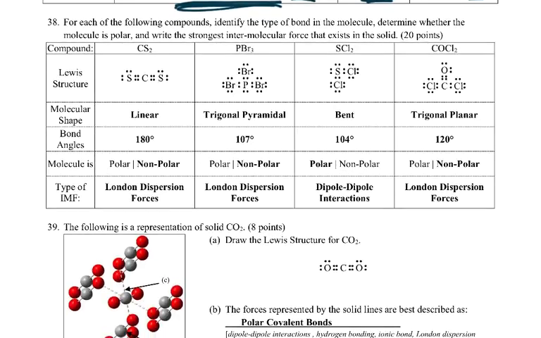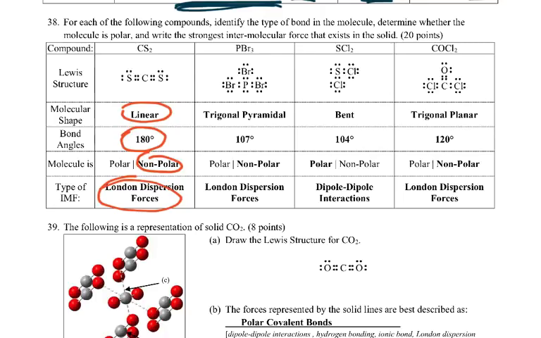Okay, for 38, for each of the following compounds, identify the type of bond in the molecule, determine whether the molecule is polar, and write the strongest intermolecular force that exists in the solid. So lots to do. So the first one here, we can see it's carbon bonded to 2 sulfurs, very symmetrical. Okay, so the shape of that guy is going to be linear. Okay, steric number of 2. It's going to be 180 degrees, sticking straight out. Okay, nonpolar, because even though the bond itself might be polar, the whole molecule is nonpolar. And since it's nonpolar, the molecules are held by LDFs, London dispersion forces.